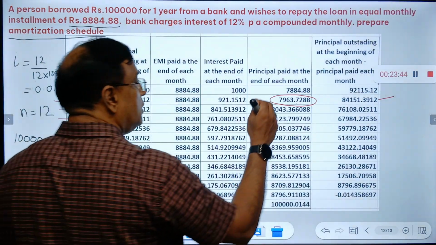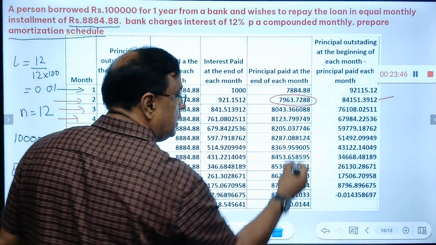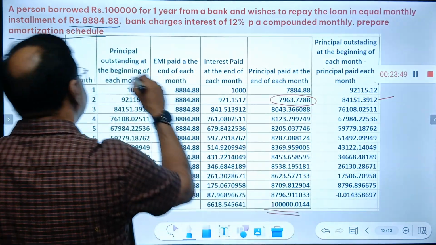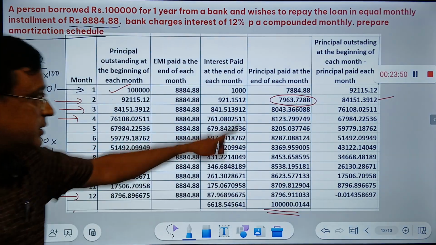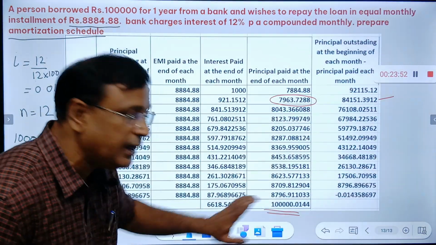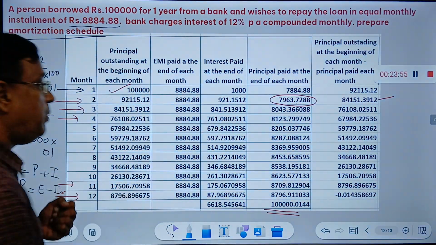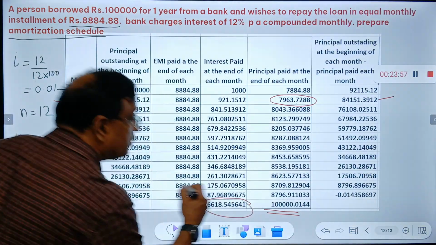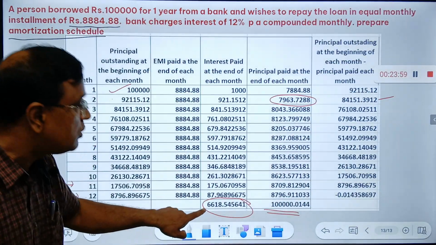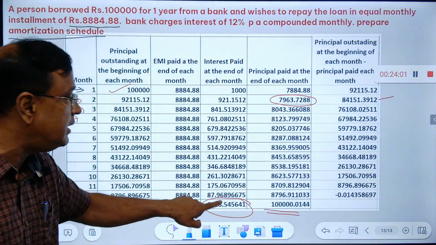What is the total principal paid? My principal paid is 1 lakh, which is perfectly correct. That's what I have to pay. But I also paid interest. What is the total interest paid? I add all this. Total interest paid is 6,618.